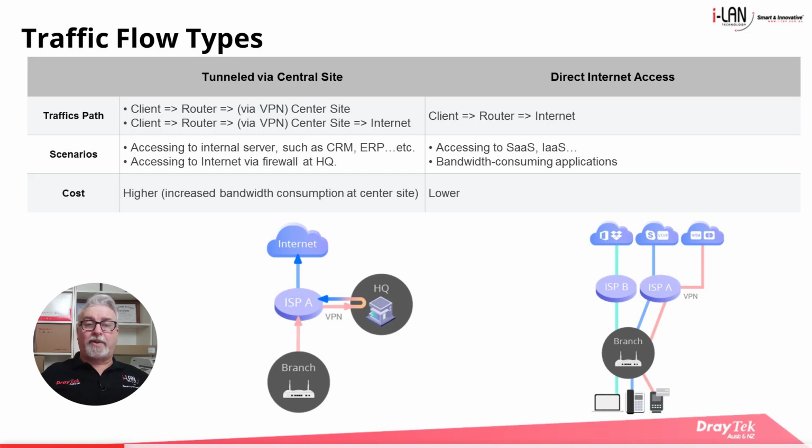Here we have two types of traffic flow. The branch office on the left has all traffic tunneled to the headquarters, whereas on the right-hand side the branch has direct internet access and may even have two or more WANs with failover or load balancing.